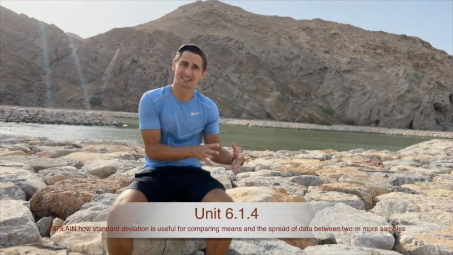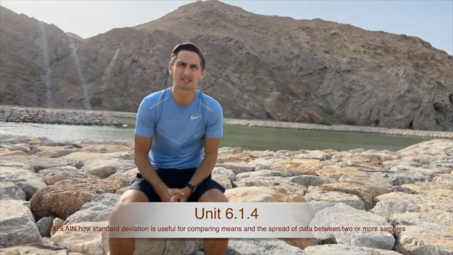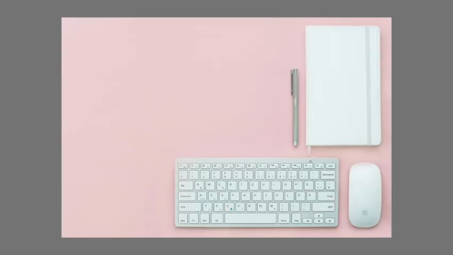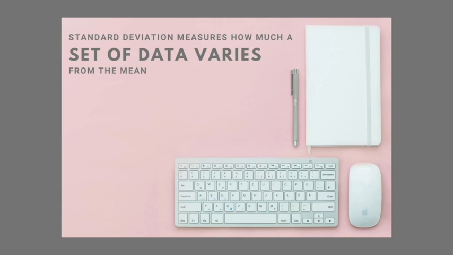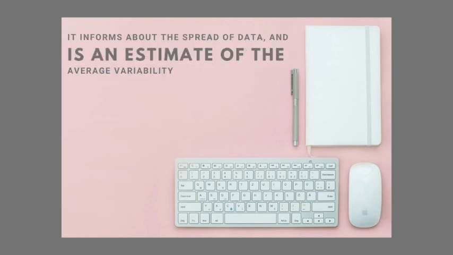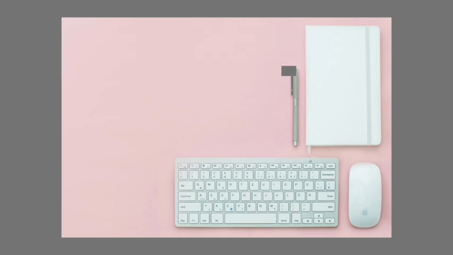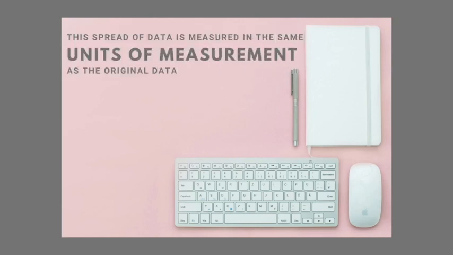So we've just looked at standard deviation, we know what it is. Now we need to explain how standard deviation can be used to compare data sets from different samples. So what does this all mean? Standard deviation measures how much a set of data varies from the mean. That's where we need to start with this. It's your first bit of understanding. It informs about the spread of data and is an estimate of the average variability, so how much it varies around that mean. This spread of data is measured in the same unit of measurement as the original data.